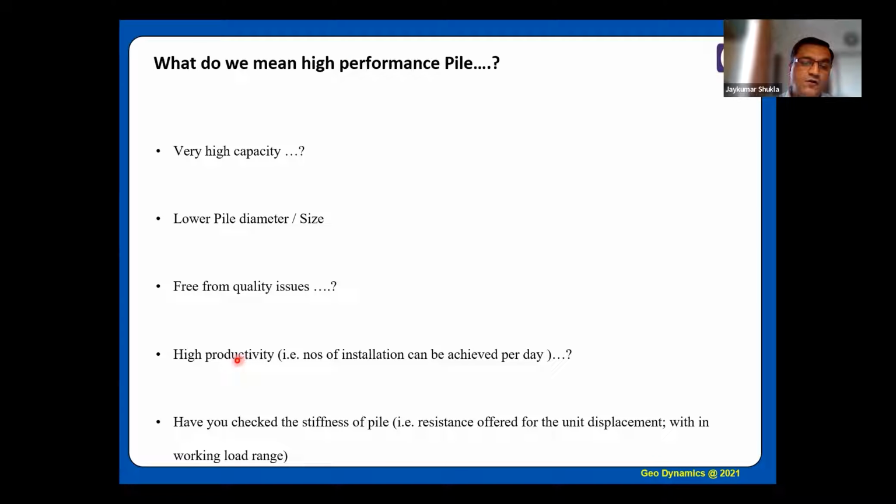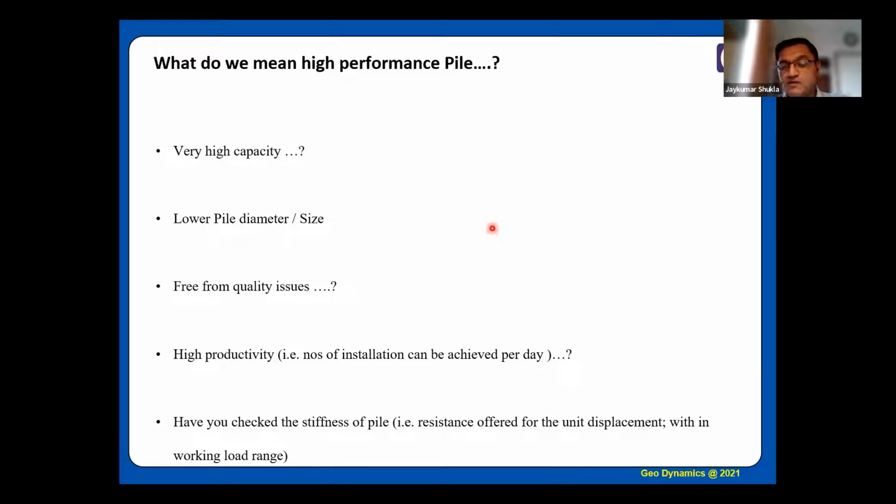And if all are put together, the productivity, the quality, then the diameter versus size, a smaller diameter and the high resistance, then we can say that it is a high performance pile. And the most important is we usually do not check the stiffness of the pile.